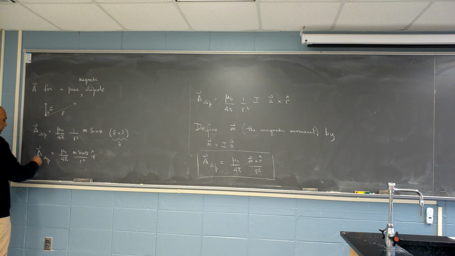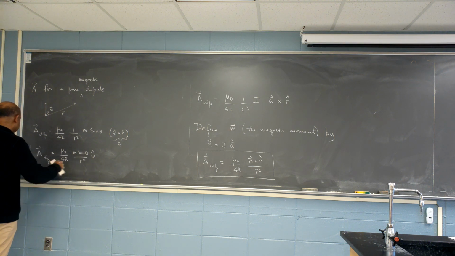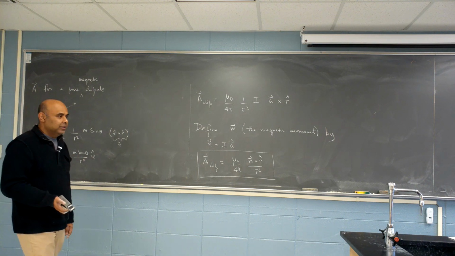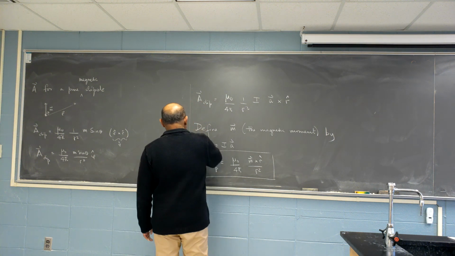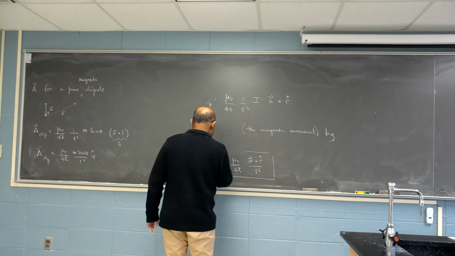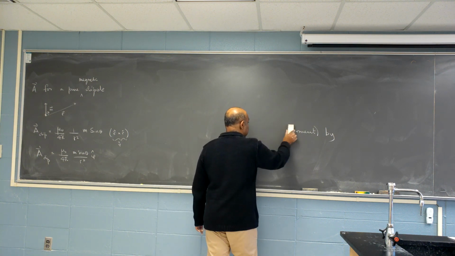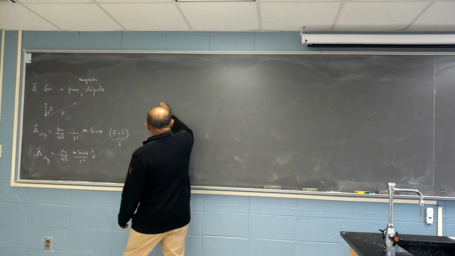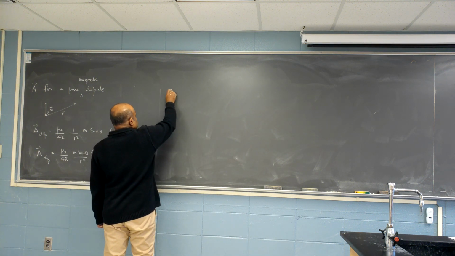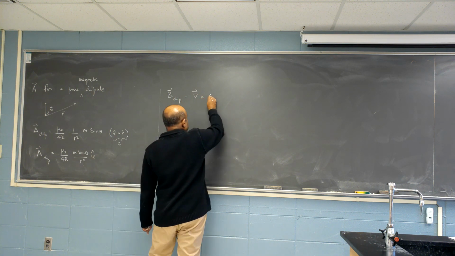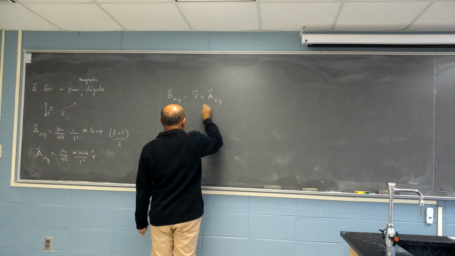This is if the magnetic dipole picks a nice z-axis, but this is something we can visualize. If you look at your textbook, there's a diagram of what the A and B looks like. Well, how do you know what B looks like? Well, B dipole is del cross A dipole.